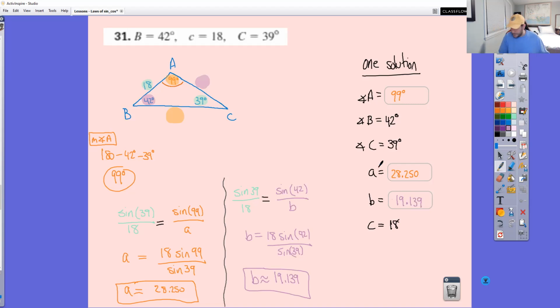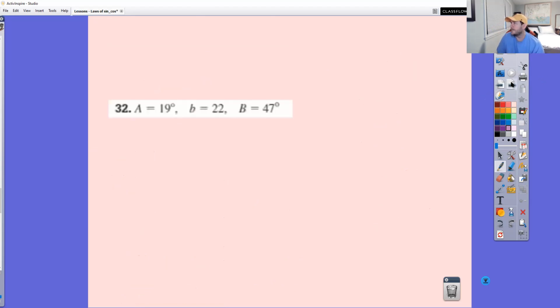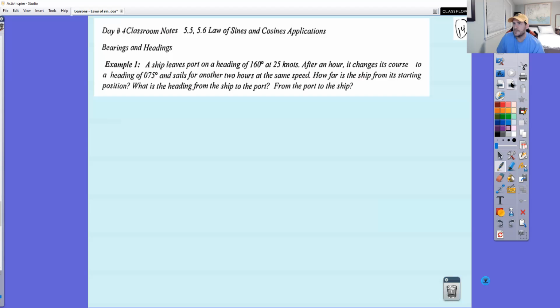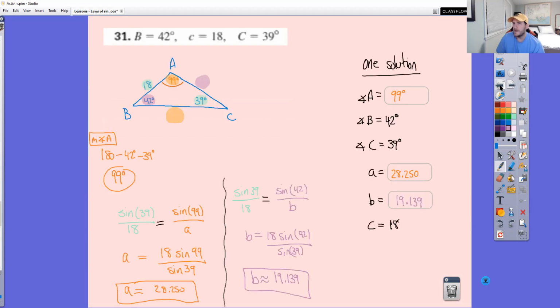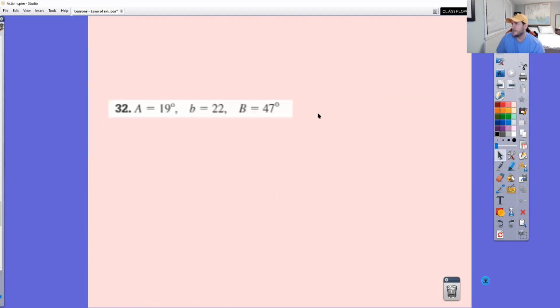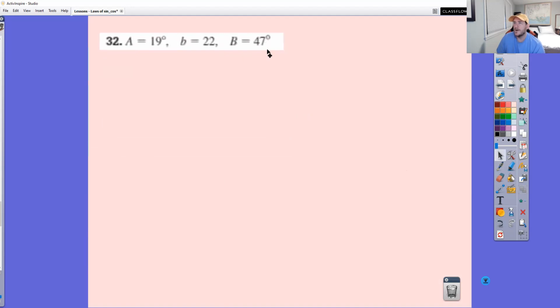That's it. I have solved for all 6 parts of this triangle that has only one solution. Let's try 32. Now, how many more are there? 32, 33, 34. Okay, maybe I can do this. I've got 20 minutes before I've got to leave. So 32. Oh, piece of cake. Would you look at that?